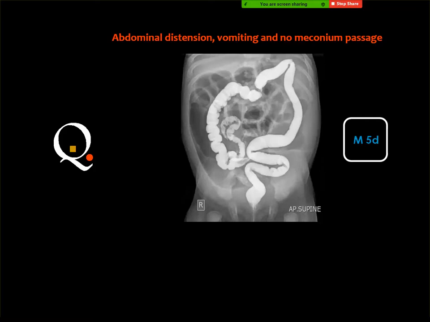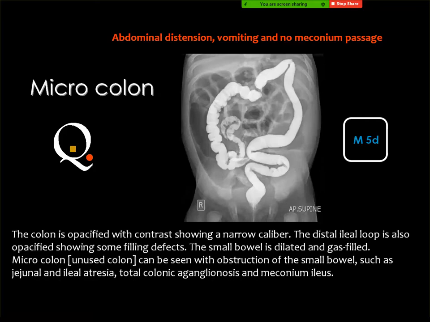Again, microcolon. Yes, and this is microcolon, and you should consider the three different possibilities. And if you see here, you may be able to elicit some of the filling defects in the distal ileum, which may suggest the possibility of meconium ileus. But this colon was found to be totally aganglionic colon. Both conditions were existing together.